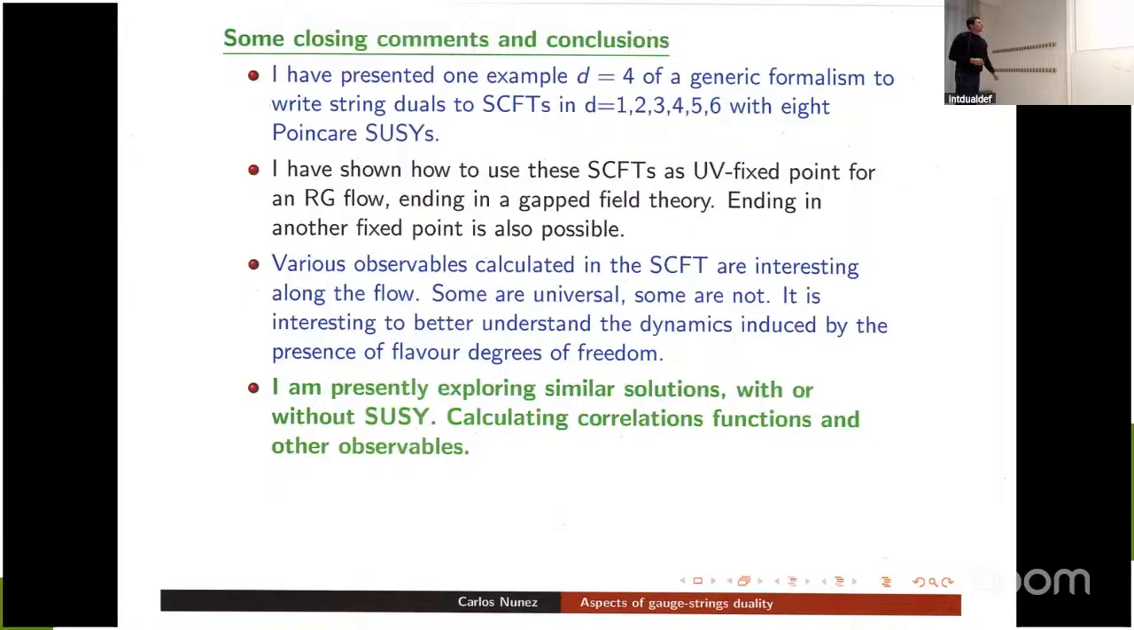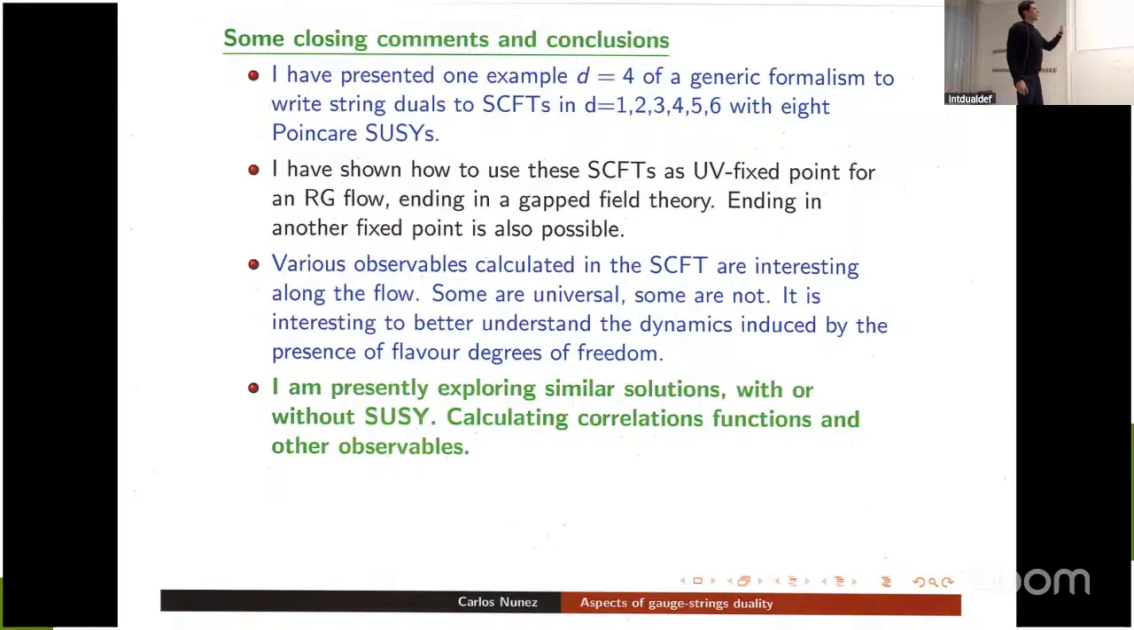So just to close, I have presented in 4D a formalism that is useful to write conformal holographic duals to conformal theories in all the possible dimensions, 1, 2, 3, 4, 5, and 6. I have shown how to use these CFTs as a UV fixed point and then perform an RG flow that falls into a gapped theory. There are many observables that can be calculated in the CFT that are quite interesting along the flow. These are some of the things I didn't tell you.